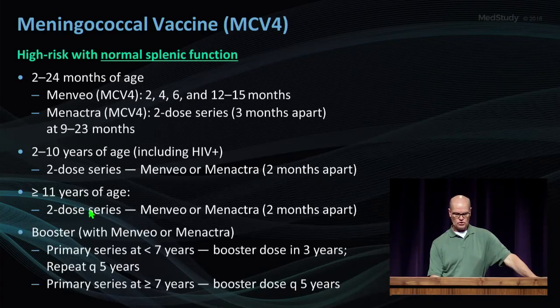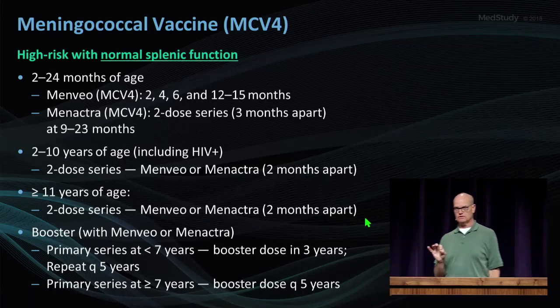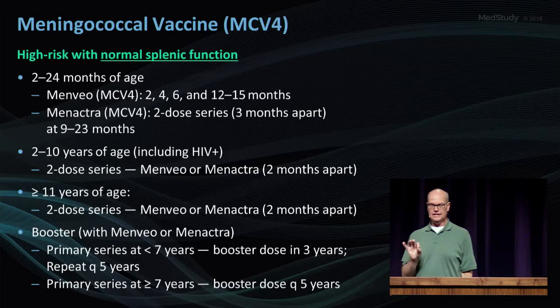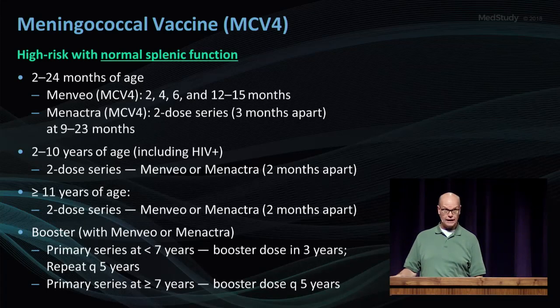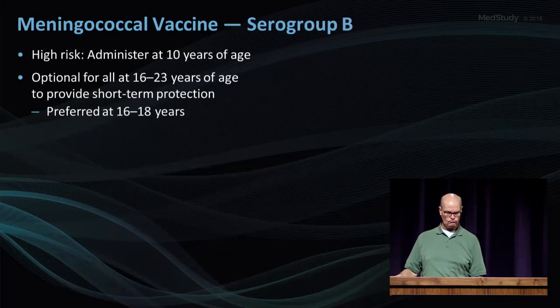And then for those high-risk individuals, they all need boosters, even though they get an initial 2-dose series. So the scenarios around the immunocompromised individual and meningococcal vaccine get somewhat complicated, and this hopefully will allow you to look through that. What about serogroup B?